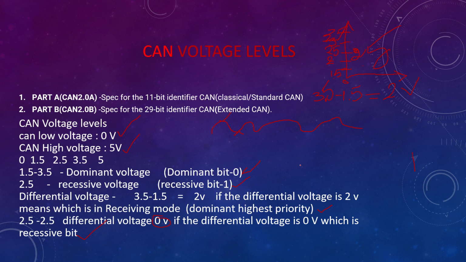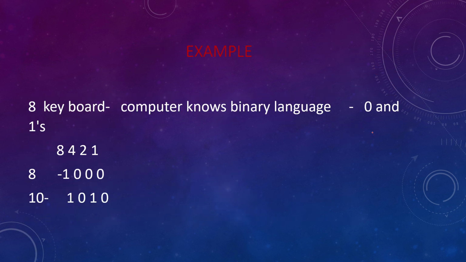So when we get some differential voltage, that voltage is nothing but a dominant bit. So what does the dominant bit mean here? It is 0. Dominant bit is 0. See here, I'm giving one example. I'm giving 8 as one input and 10 as another input. See which one goes first into the CAN bus.